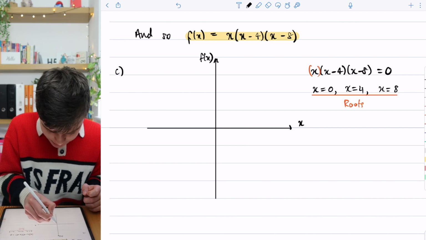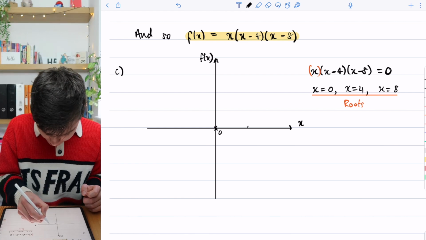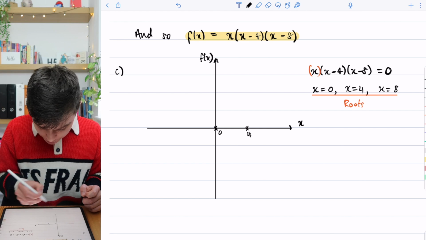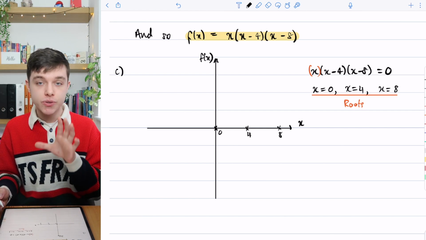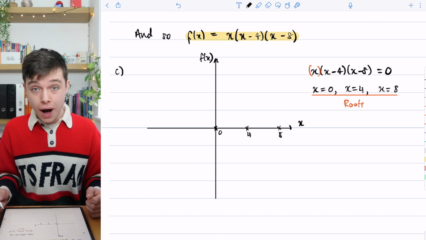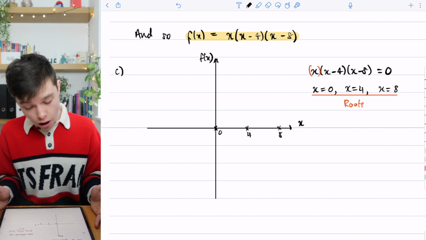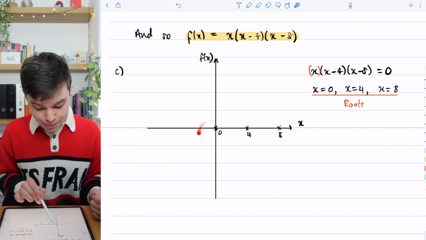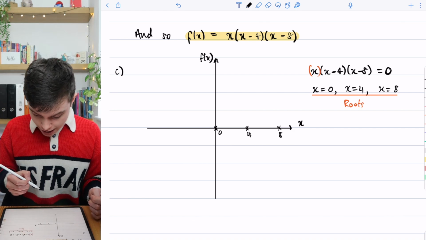We've got 1 at 0, so let's put that there. We've got 1 at 4, so let's put that about there. And then we've got 1 at 8, so that's going to be about there. And again, it's just a sketch, so it's not perfect. Okay, we also need the y-intercept, so let's have a look at that. Well, we pass through the origin, and so the origin is the y-intercept.